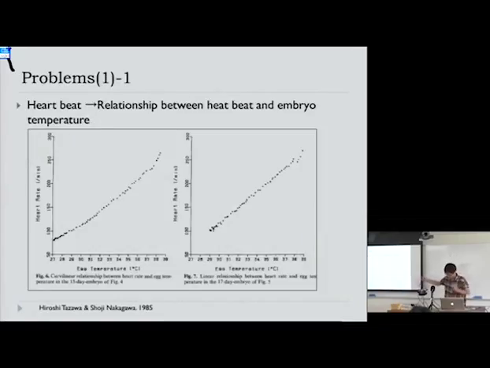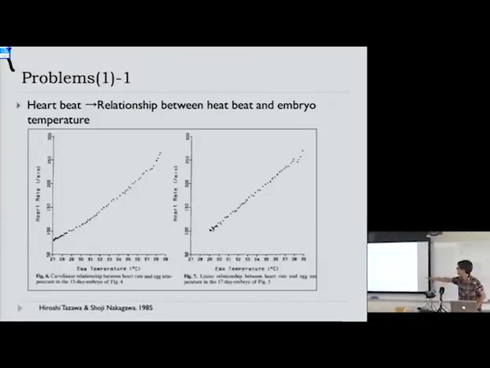Problem one is this. Maybe you remember that there is a linear relationship between eggshell temperature and heart rate when the egg is exposed to low temperature. The relationship can go in this direction and this direction. According to this relationship, I have a hypothesis that accumulated temperature and accumulated heart rate have some relationship, which can be used to make a narrower hatching window.